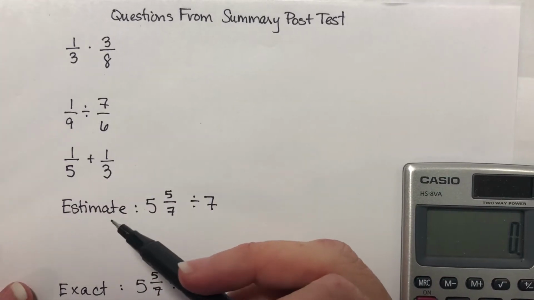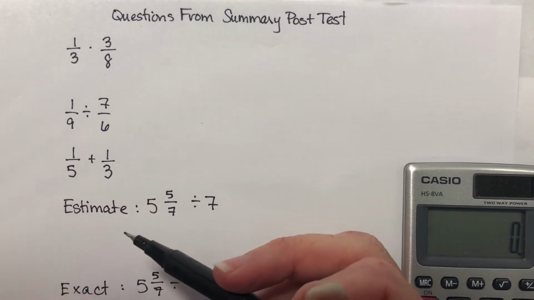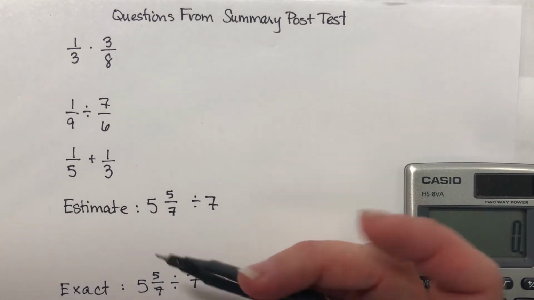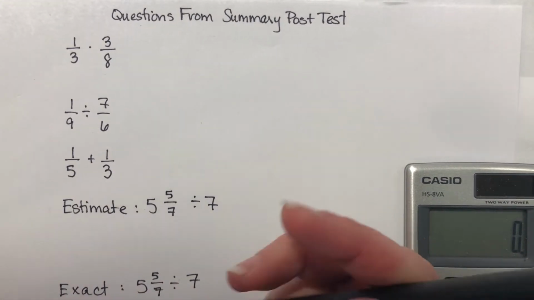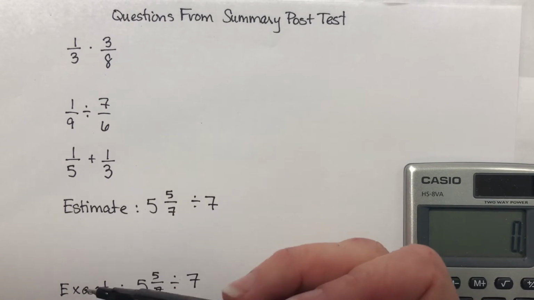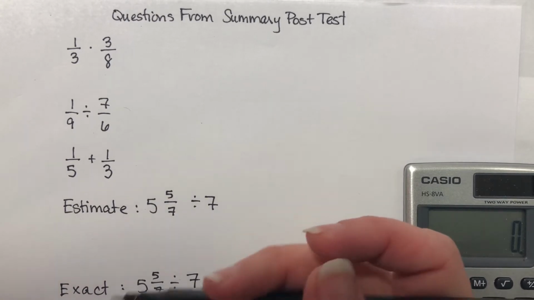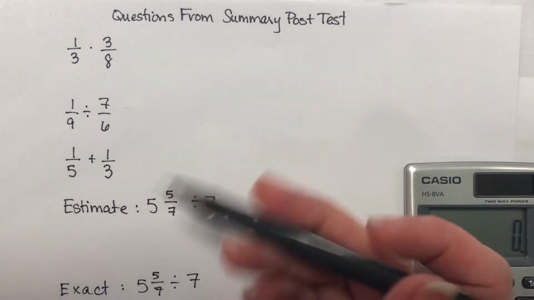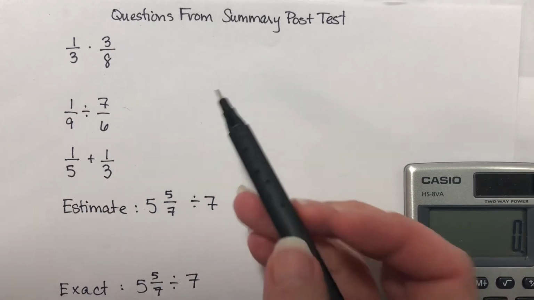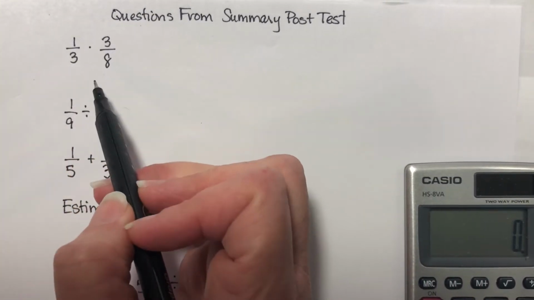Okay, I've had a request to work a few problems from the summary post-test, and I've just pulled out a few of the fraction problems. Your numbers are probably different from mine, but you should be able to follow along with these examples and work your own. First problem is 1/3 times 3/8.